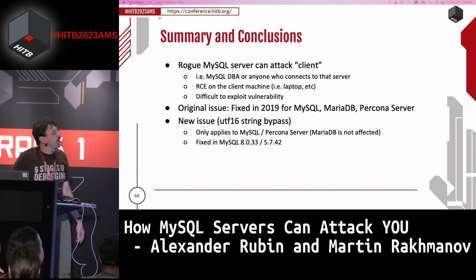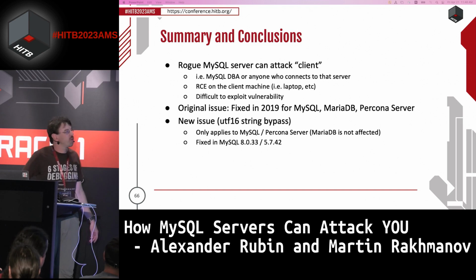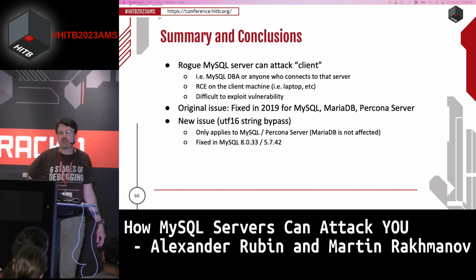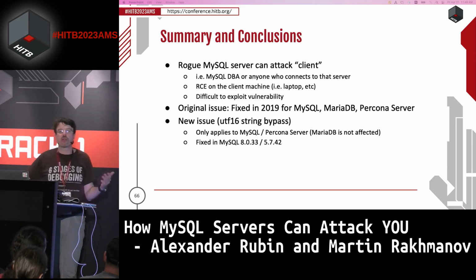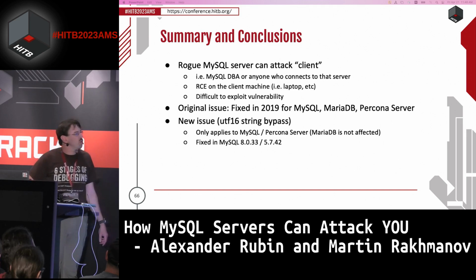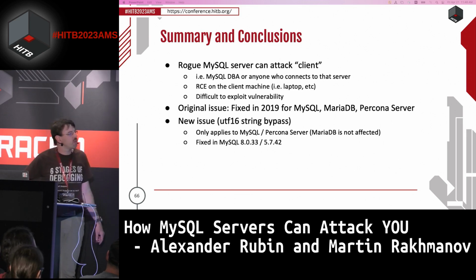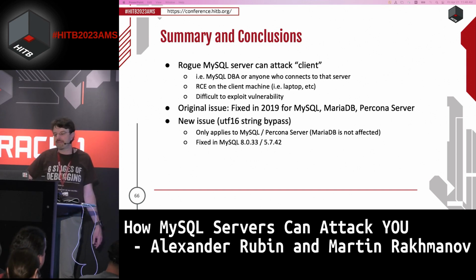Remote code execution on the client machine is a sort of difficult vulnerability to exploit. You need to use social engineering to push the file. You need to know what the path is. Now, the original issue was fixed in 2019. The new issue only applies to MySQL and Percona server and was just recently fixed.